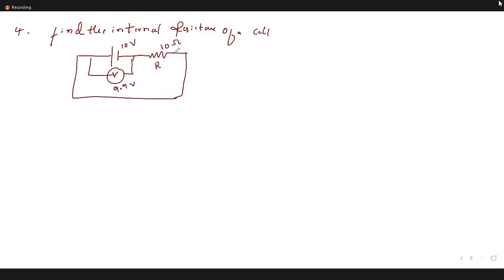You can see the 10 ohm resistance is connected in series with the cell, which has an EMF of 10 volt, and the voltmeter is connected in parallel to the cell. It reads 9.9 volt. So you need to find out the internal resistance. Please do it.